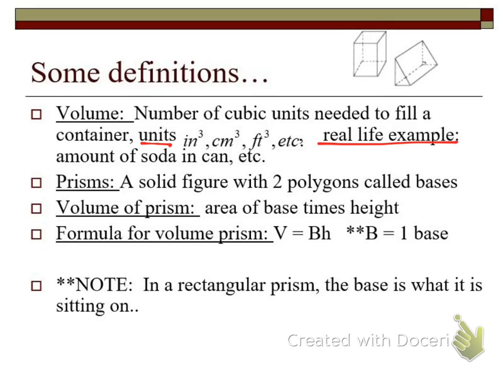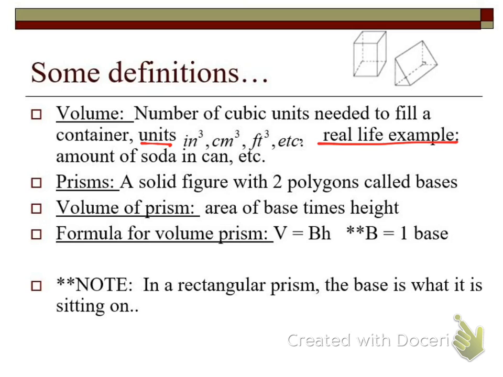Real life examples would include things like the amount of soda in a can. Really any sort of item that would be held inside of a container. That would be an example of volume.